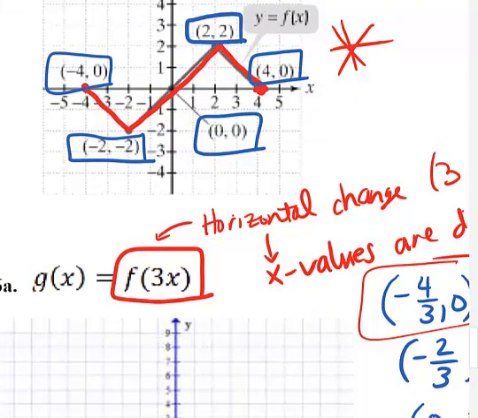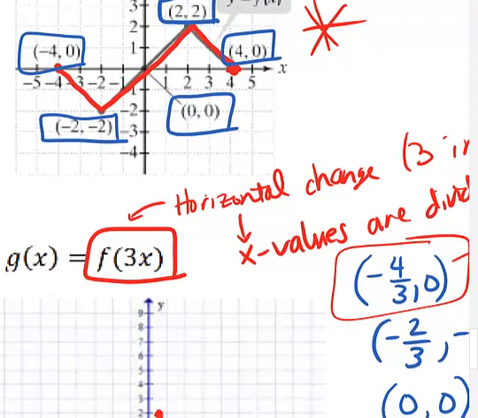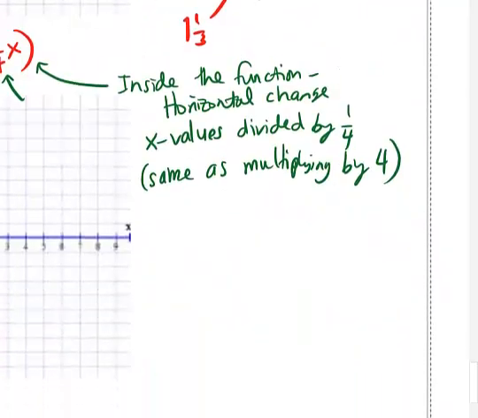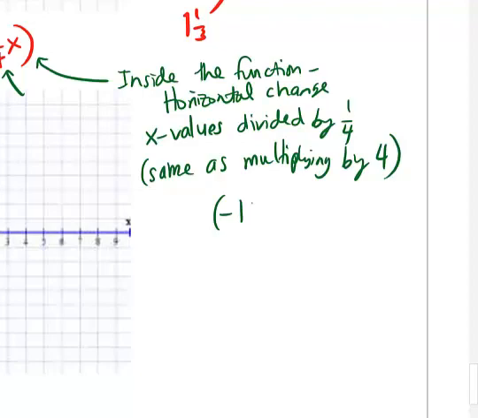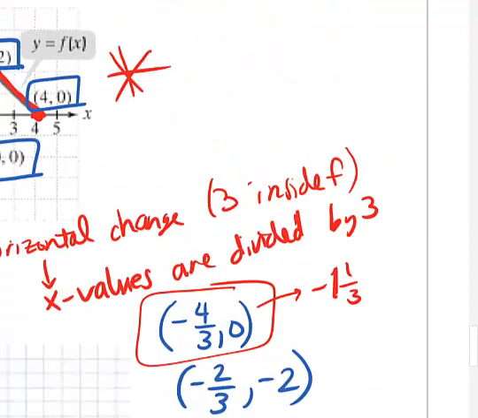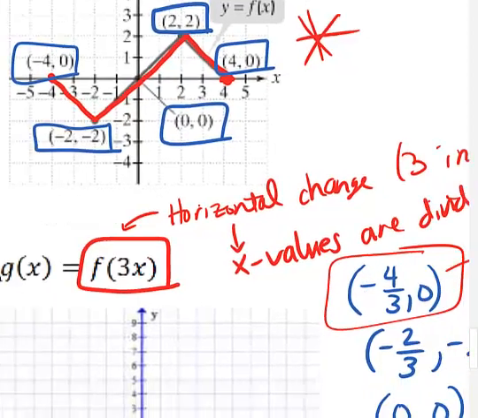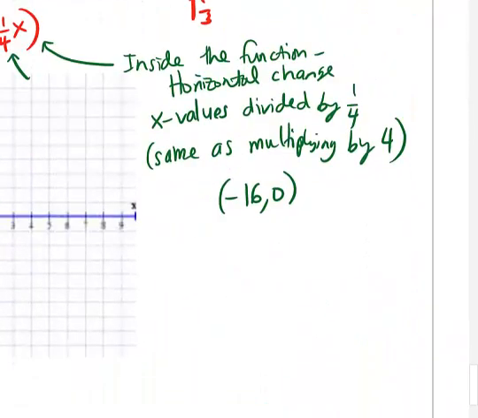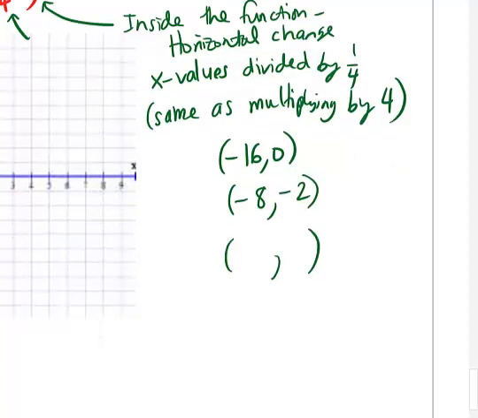Let's see, the very leftmost point is -4, 0. I'm going to multiply that x value by 4 and get -16, 0. And then the next point from the left is -2, -2. So if I quadruple that x value, I'll get -8. But like we said before, these y values aren't changing because this is purely a horizontal change.